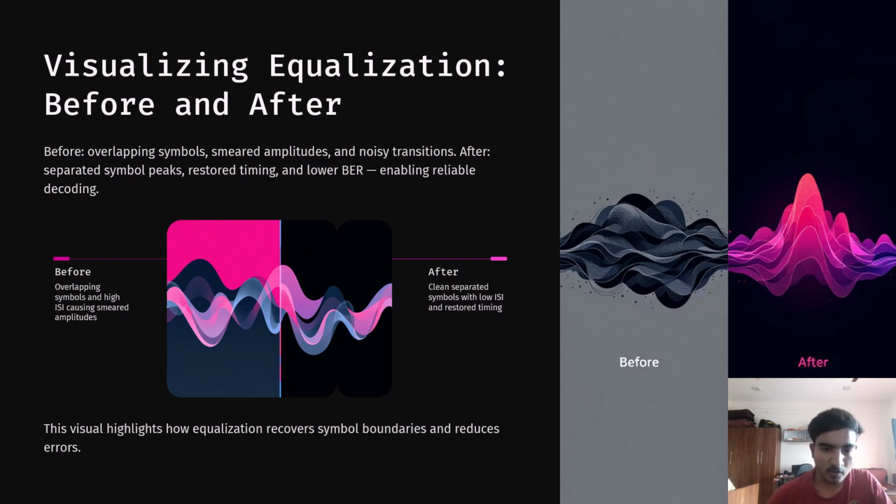See here, this is the diagram before the equalization. See here, overlapping symbols and high ISI causing smeared amplitudes. This is after equalization: clean separated symbols with low ISI and restored timing. See here, the peak of the amplitude is high. Here it is mixed up. This visual highlights how equalization recovers symbol boundaries and reduces errors.